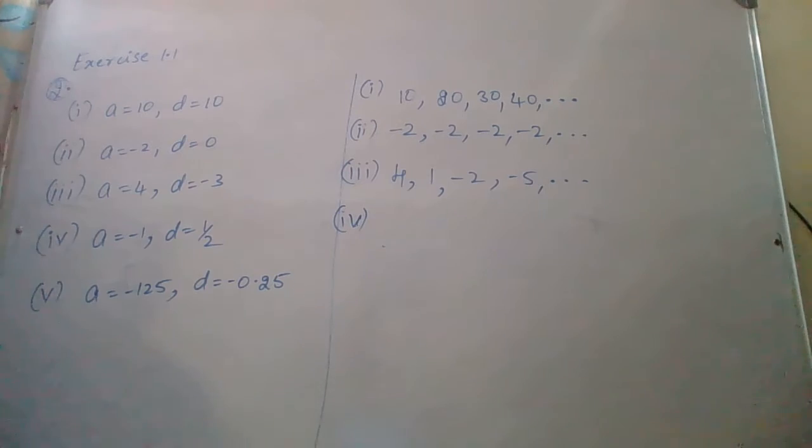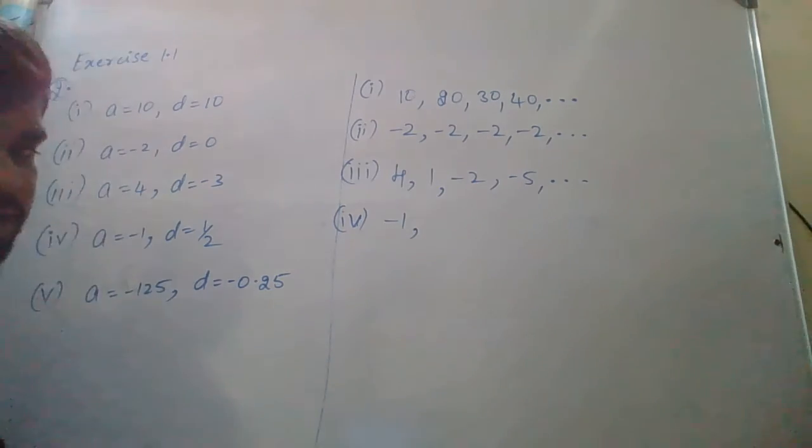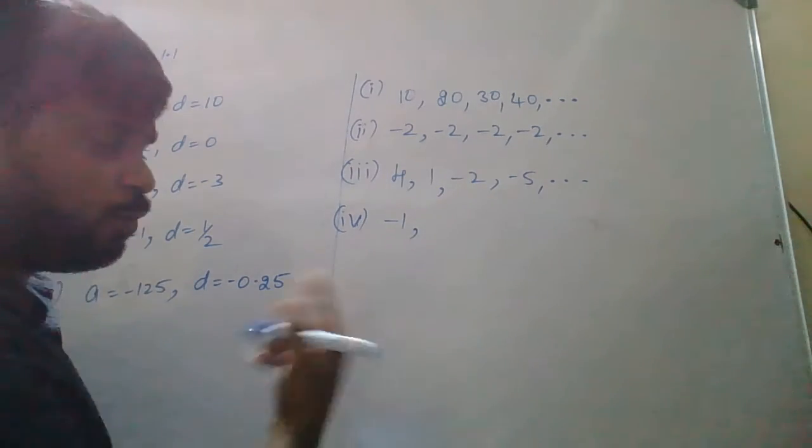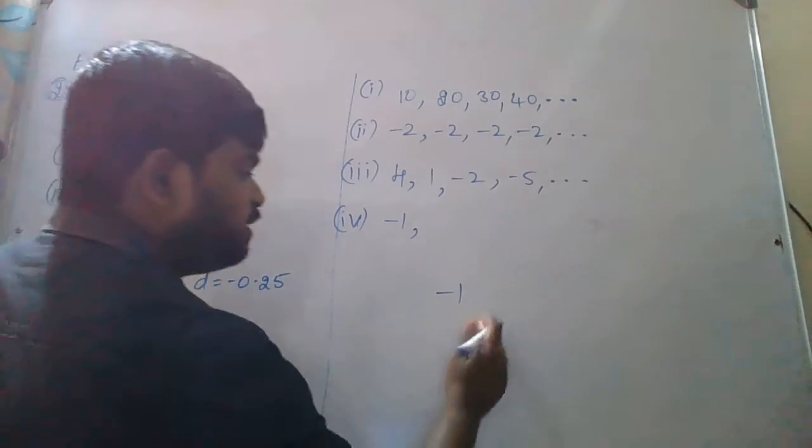In the fourth question, A value is minus 1 and D value is half. So first let's write the A value. Okay. Now we have to write the second term. How do we get the second term? For this A, we have to simply add our D.